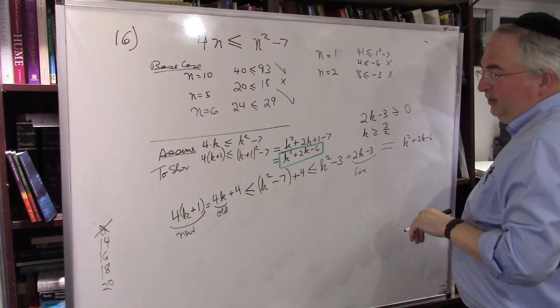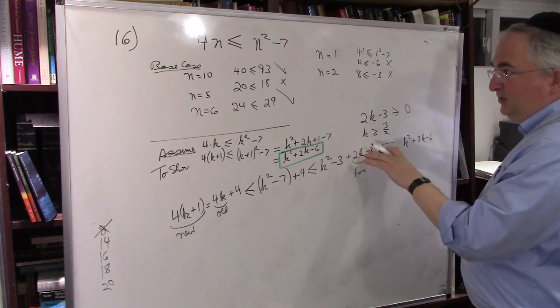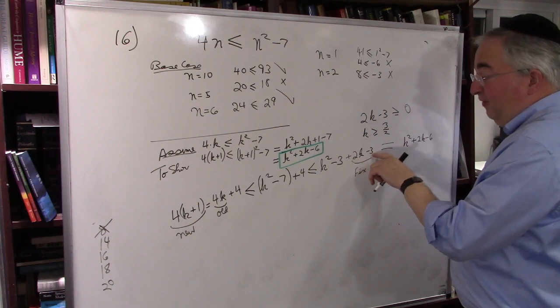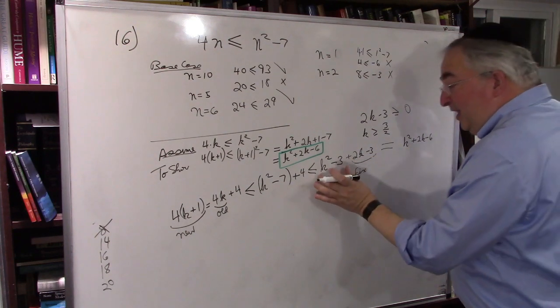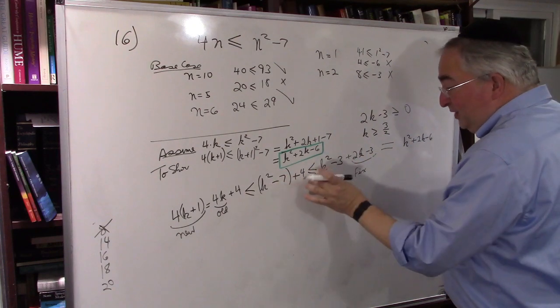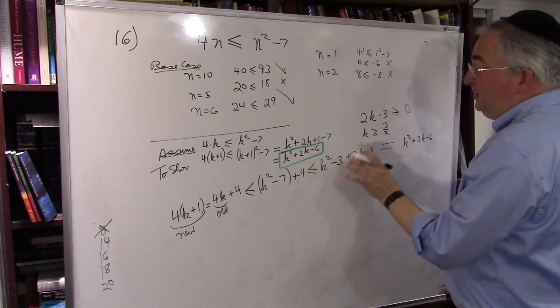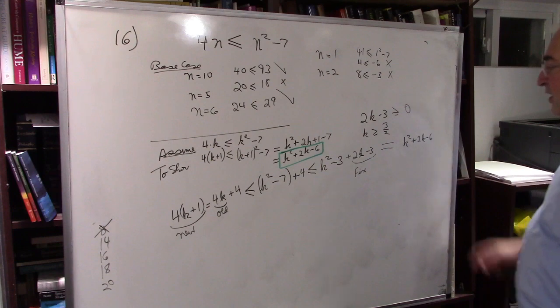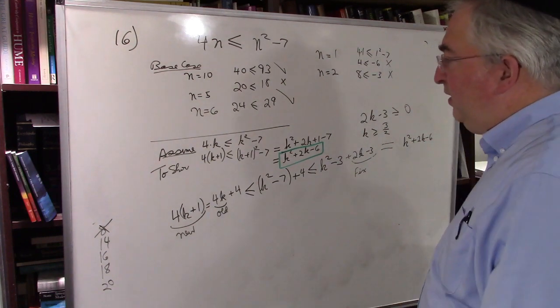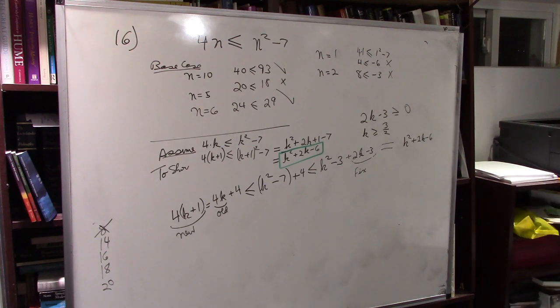But for 6 for sure, for 7 for sure. Let's do 6. 2 times 6 is 12, minus 3 is 9. K squared minus 3 is definitely less than k squared minus 3 plus 9. So that works. Okay, that's what we wanted. Okay, that's number 16.